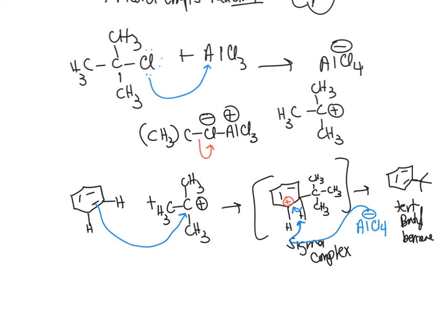Oh, it says all resonance structures. So what would your resonance structures be here? So if you had this, you could have this. You could also have this here. So you have 3 resonance structures. That's good practice.